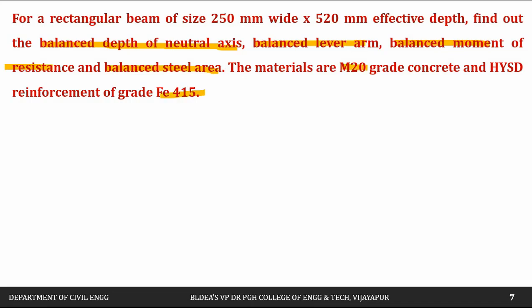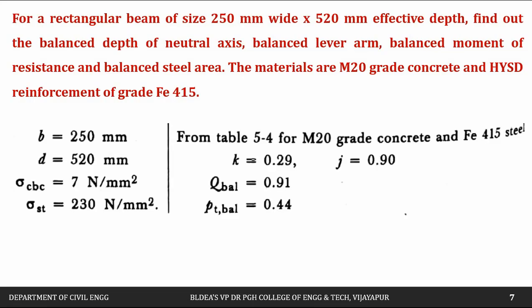So let us try to calculate now. B they have given, that is 250, and small d is nothing but the effective depth, that is 520 mm. So we have to refer to the code book. The sigma CBC value we will get from Table 21 of IS 456 2000, that is 7 Newton per mm square, and sigma ST will be 230 Newton per mm square.